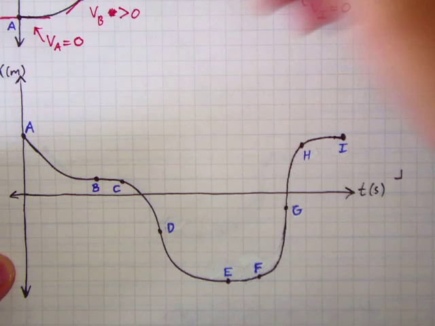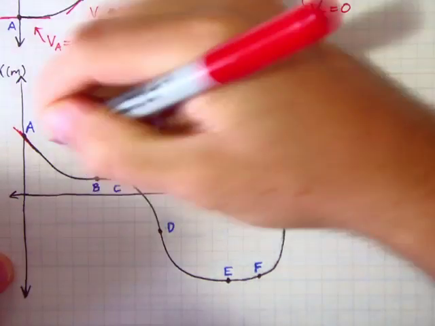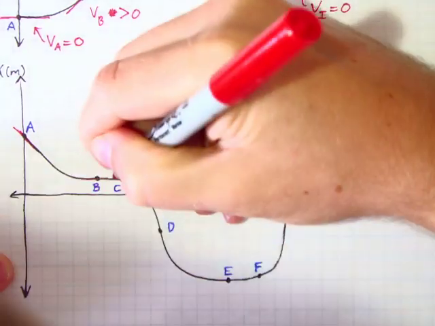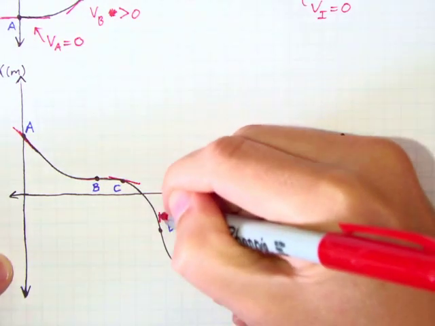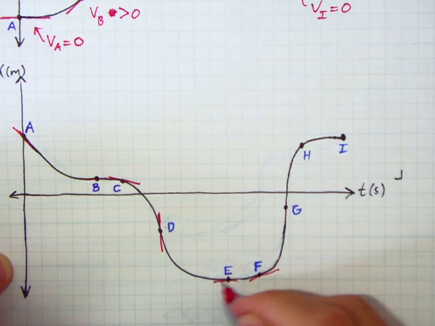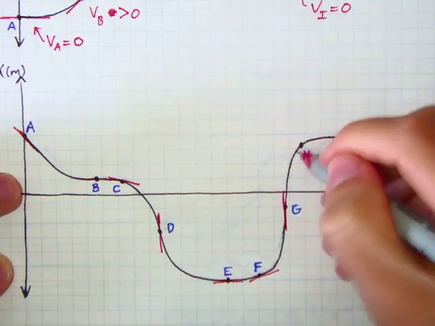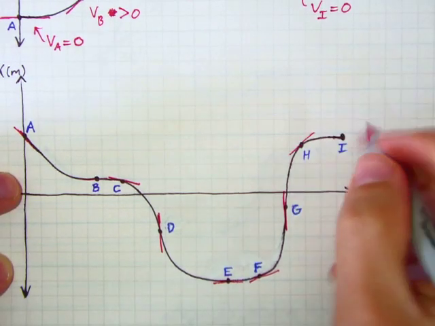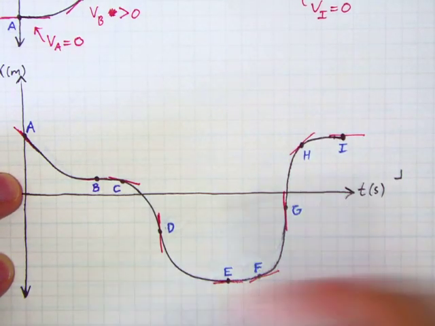Okay, ready? Let's just quickly sketch in our tangent lines at each point. This horizontal one right there. It's a very slight negative slope there. A steep negative slope there. Horizontal, slight positive slope. Steep positive slope. Sort of medium positive slope. And 0 right there.